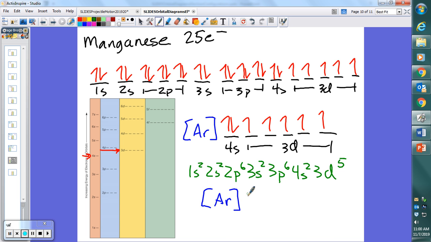Yep. That is just as valid. Okay? Where putting argon in those brackets represents the first 18 electrons that we come across, and all of those orbitals are full, and then we just pick it up from there.